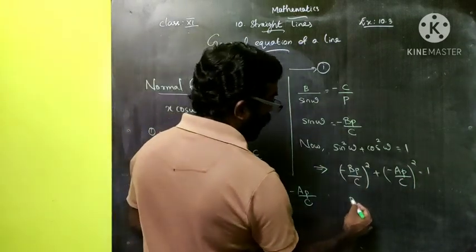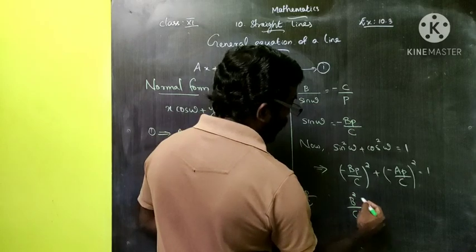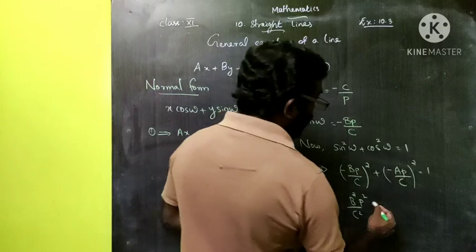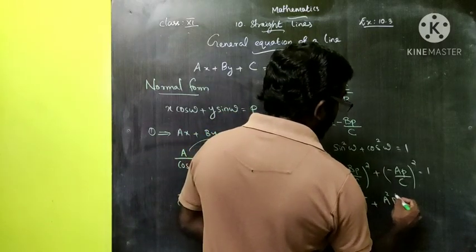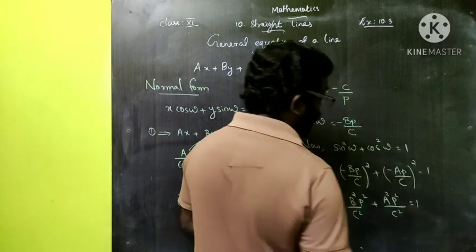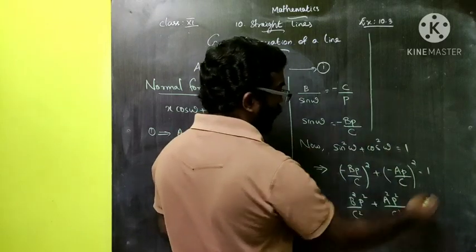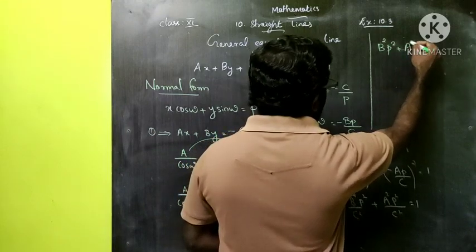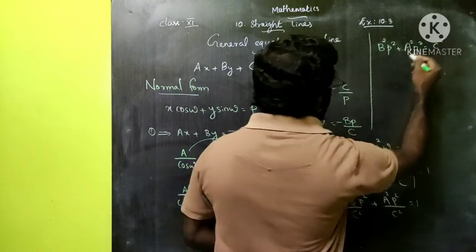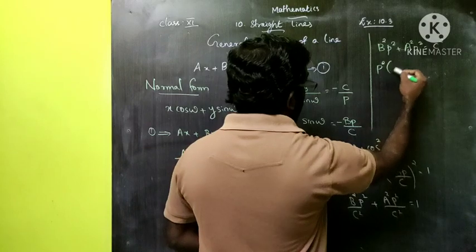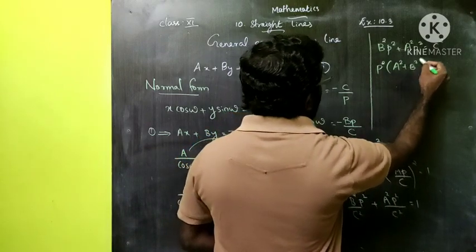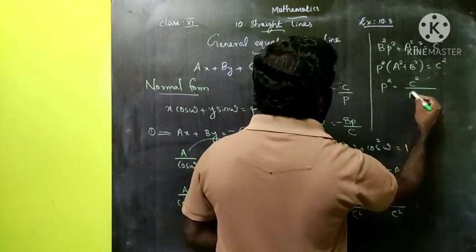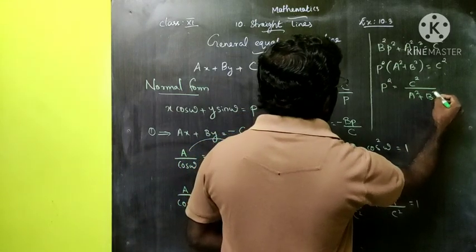On squaring we get B square divided by C square into P square, or B square P square divided by C square, then plus A square P square divided by C square equal to 1. Here the denominator is common, so we can cross multiply. B square P square plus A square P square is equal to C square. Here P square is common, so P square into A square plus B square is equal to C square, or P square is equal to C square divided by A square plus B square.